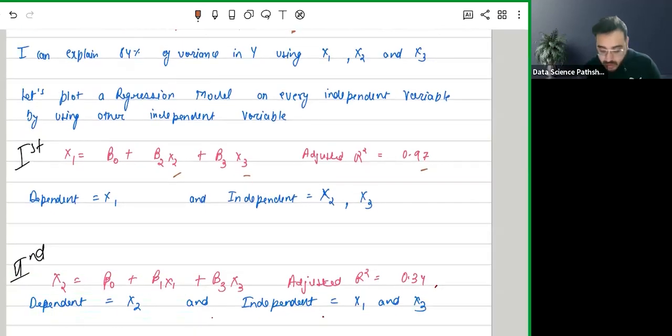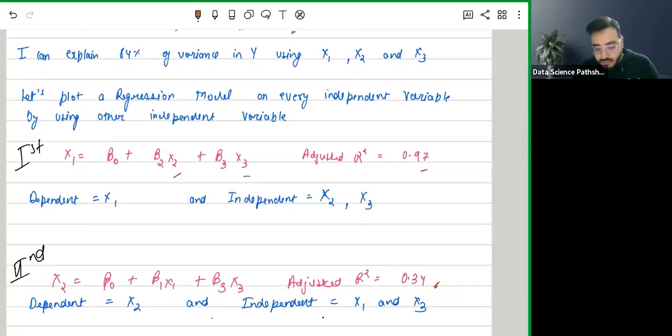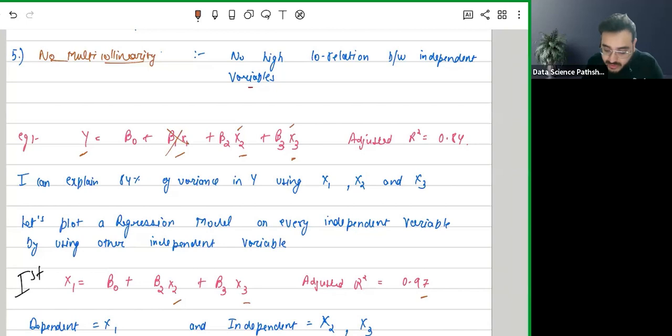Similarly, we can also build a model on x2 by using x1 and x3, and let's say here the adjusted R square is 0.34, which is 34%. Now, do we need x2? Yes, we do need x2, because we are not able to explain a significant portion of x2 by leveraging x1 and x3, right? So in this example, when we are going to build a model, we will not use x1, because x1 can be collectively explained by leveraging x2 and x3.